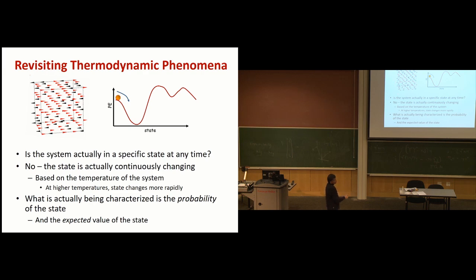So what happens is that within this system, each of the states has a specific energy associated with it. Some states have more energy, some states have less energy, and the system is continuously changing state, based on the temperature of the system. The hotter the system is, the more rapidly it keeps changing between states. When it's really cool, it's happy at one state. Although it gets there, which state is something that we'll have to figure out. So what we are actually characterizing is the probability of the state and the expected value of the state.